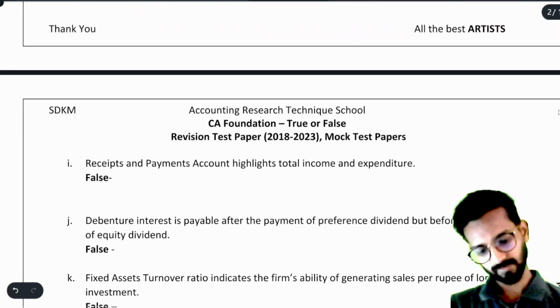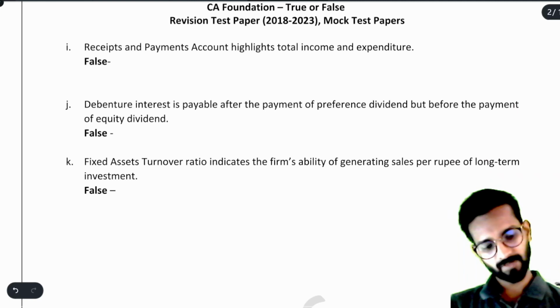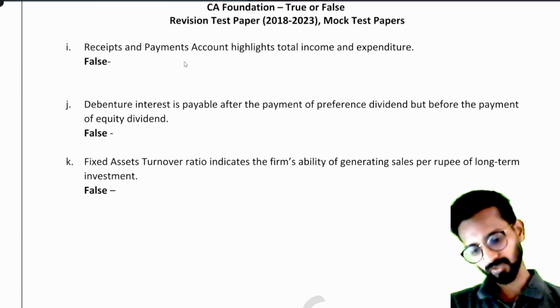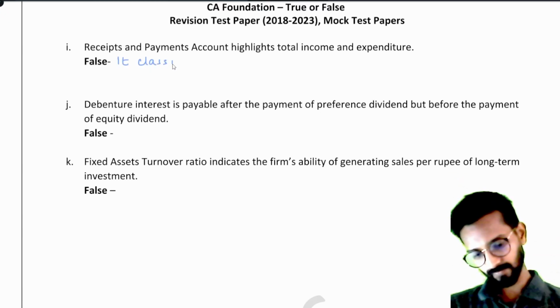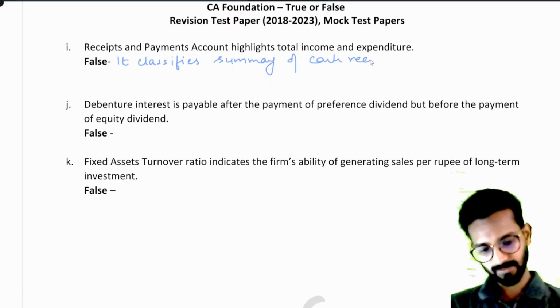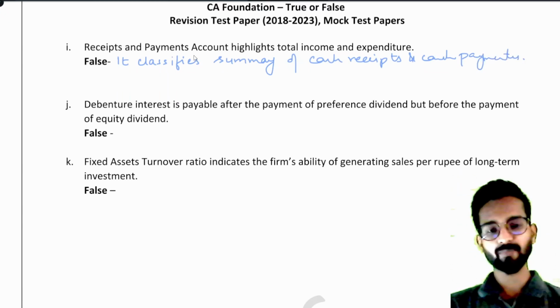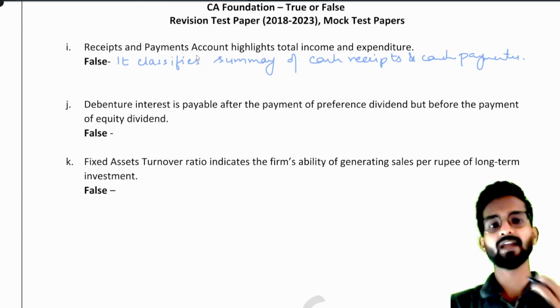Okay, now after this, point number I, we have receipt and payment accounts highlights total income and expenditure. Oh my God, it doesn't highlight total income and expenditure, but it classifies summary of cash receipts and cash payments. See, the name itself tells the answer, okay? Receipt and payment. What do you mean by receipt and payment? The cash received and the cash paid.